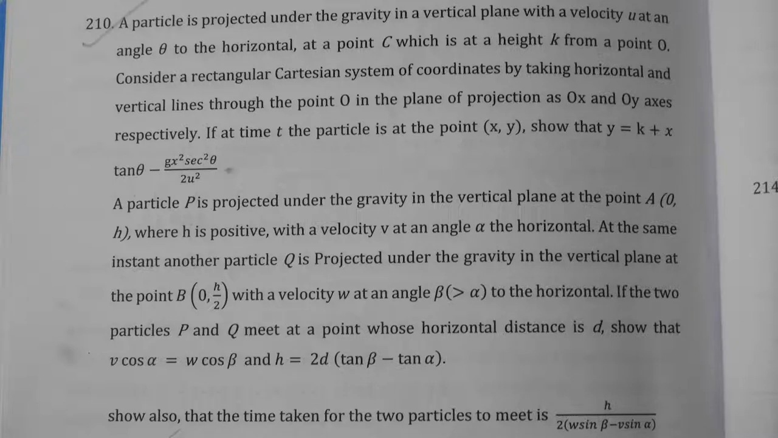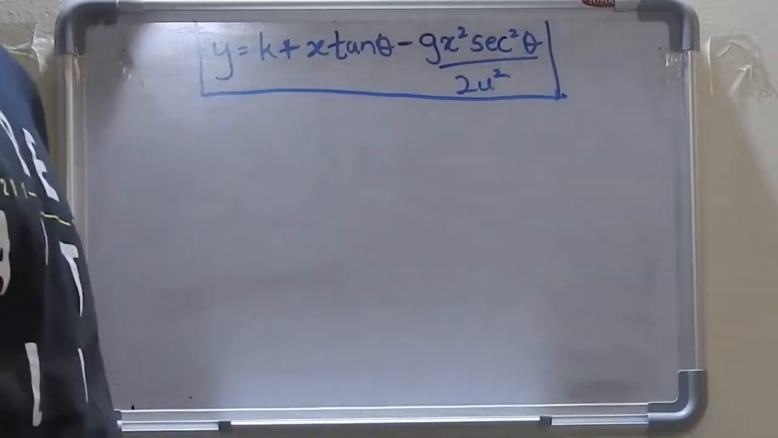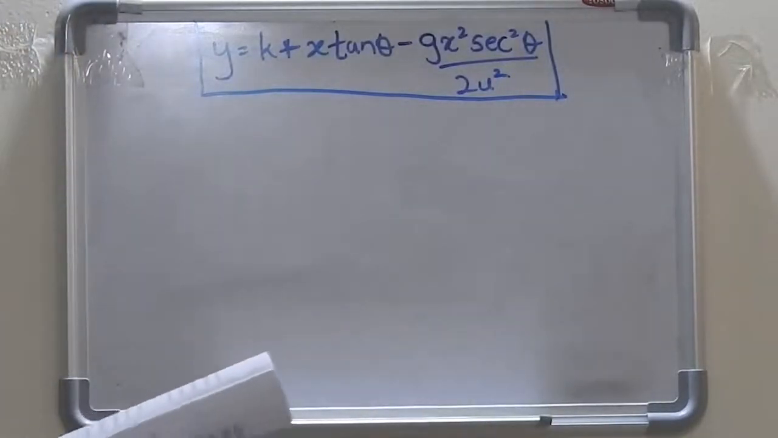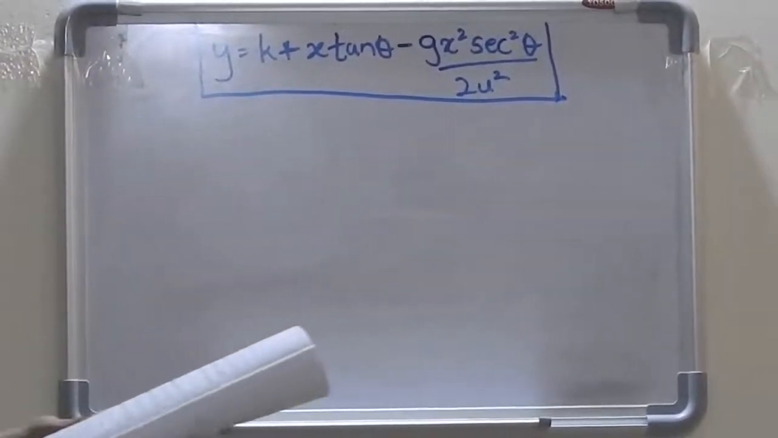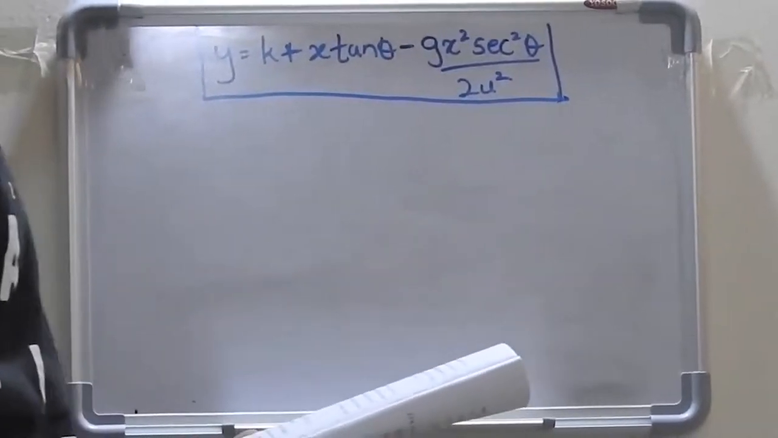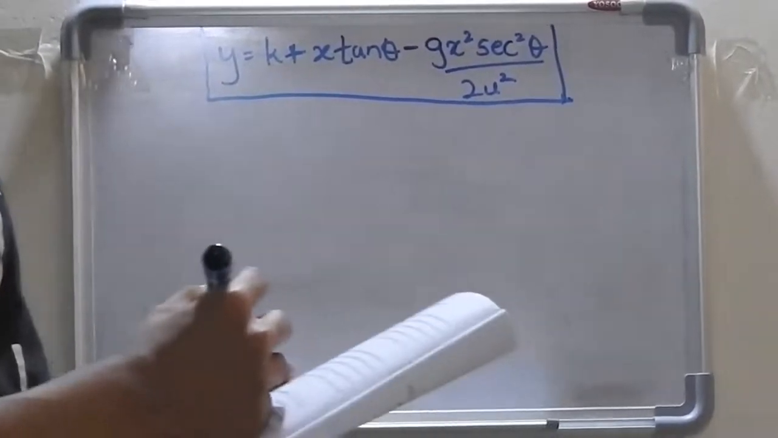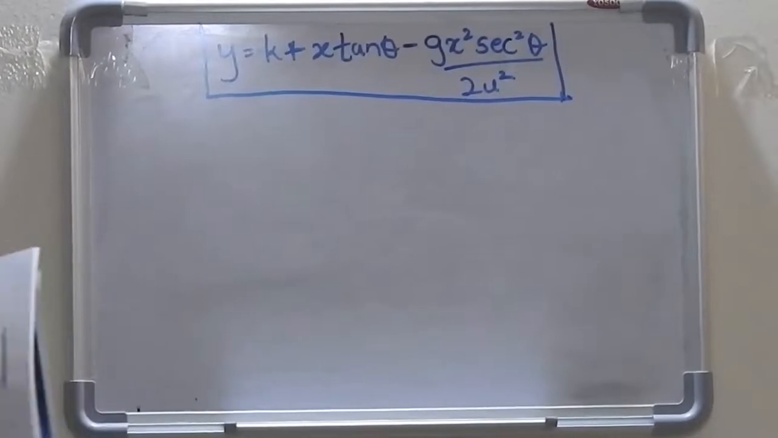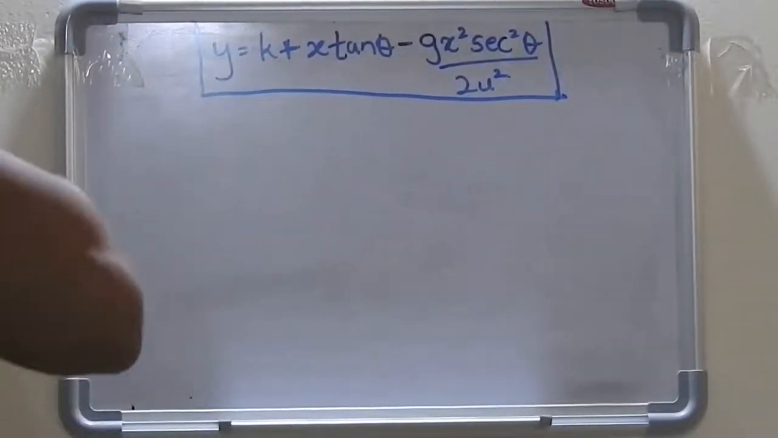Show also that the time taken for the two particles to meet is H over 2 times W sin beta minus V sin alpha. So going to the second part, the particle P is projected under gravity in the vertical plane at the point A, with coordinates 0 and h, where h is positive, with a velocity v at an angle alpha to the horizontal. So particle P is projected at point A.